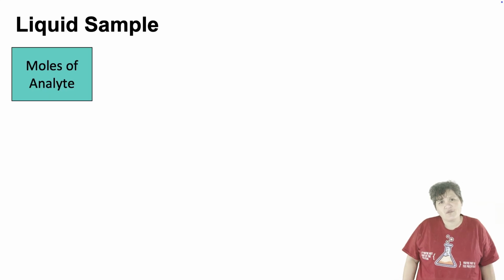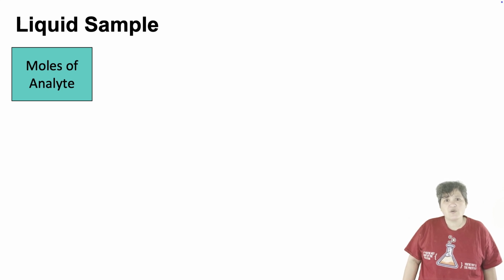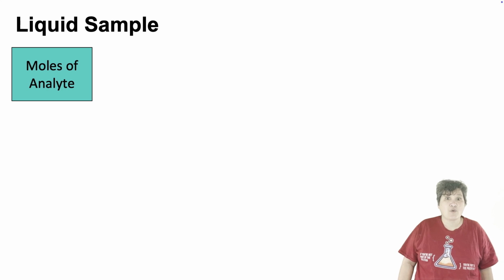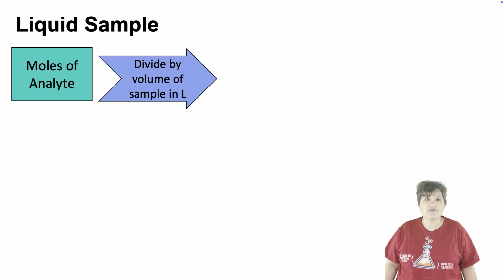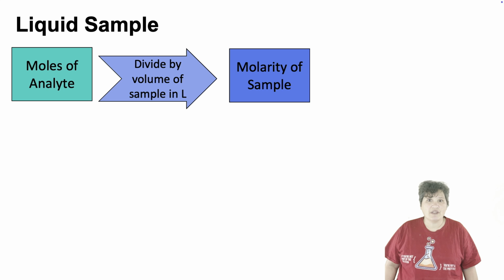So what if you started with a liquid sample instead? In this case, you're probably looking for the concentration of the analyte in molarity. Remember, molarity is moles per liter, and you've already calculated the number of moles. So now all you have to do is divide by the volume of sample you started with in liters. That will give you the molarity. Back to the chloride example again.